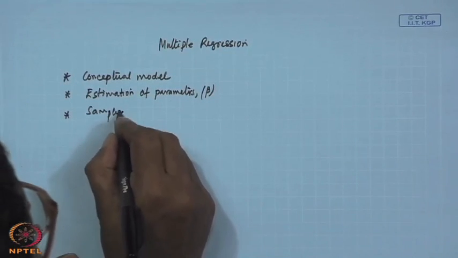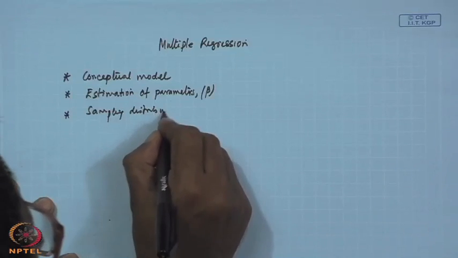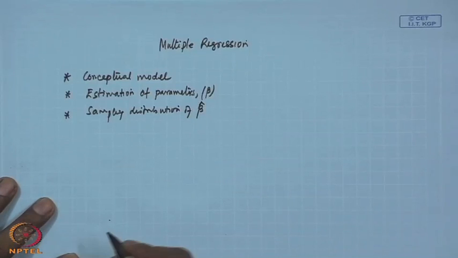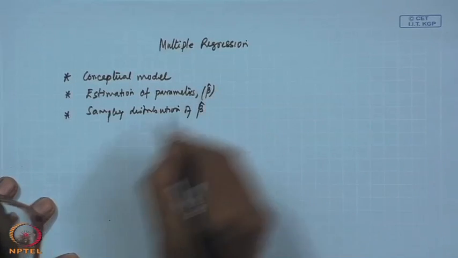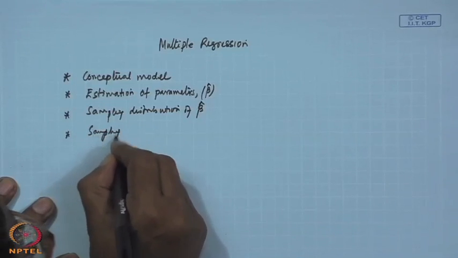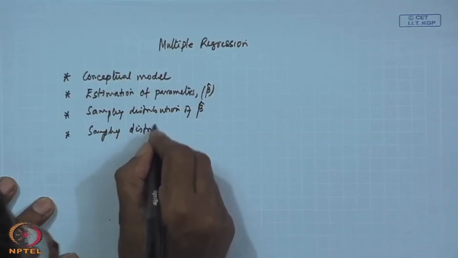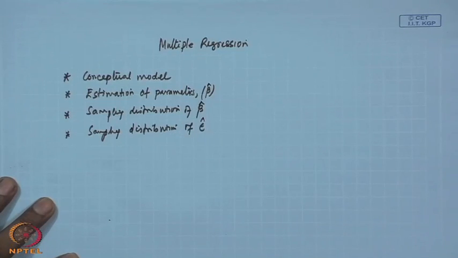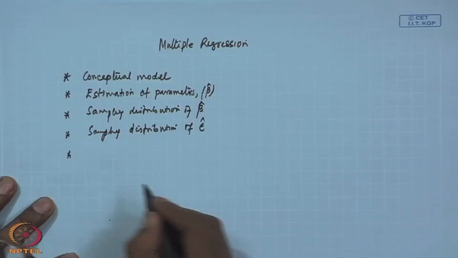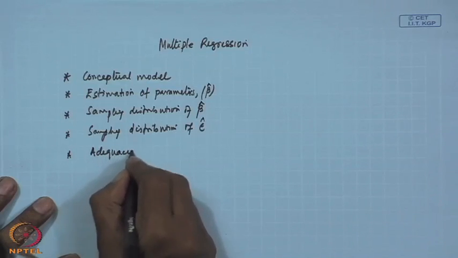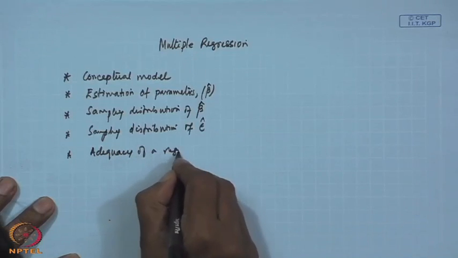Then sampling distribution of beta estimated. Then we will go for sampling distribution of error estimated. Then we will go for that model fitting issue, that is adequacy of a regression model.